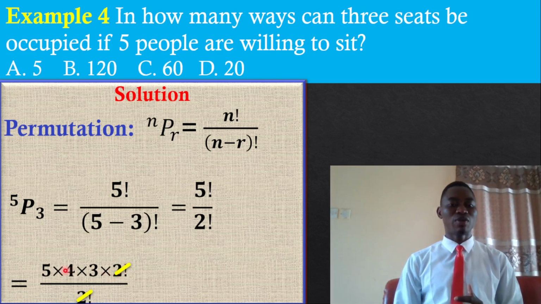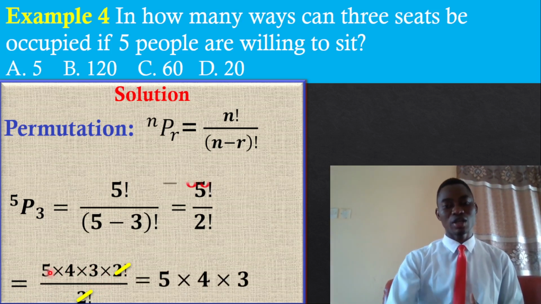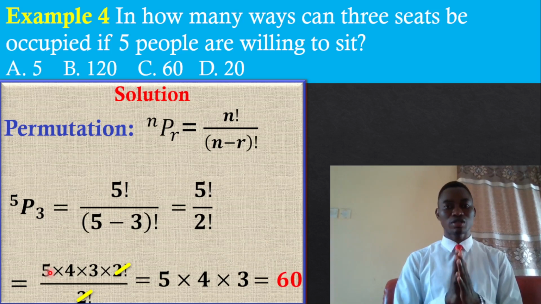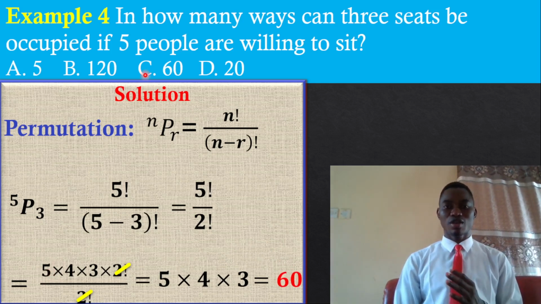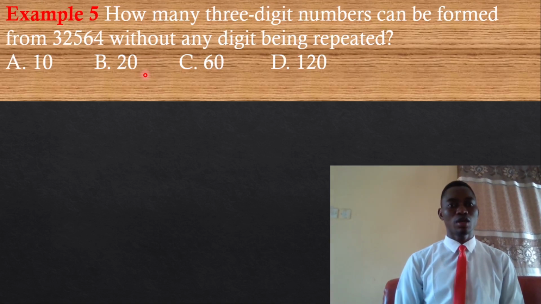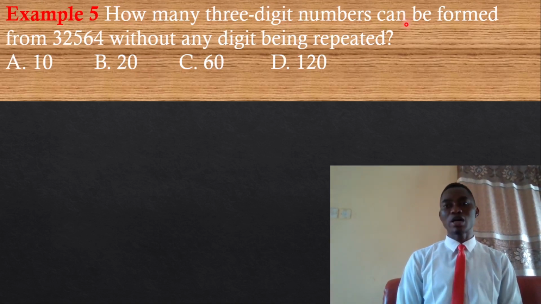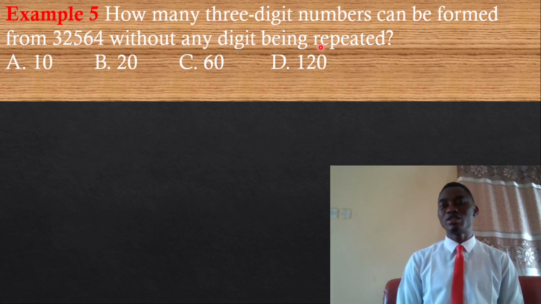Then what we have left is 5 times 4 times 3, and that gives us 60. And the correct option is Option C. Very, very simple. Let's look at the fifth example for today. How many three-digit numbers can be formed from 3, 2, 5, 6, 4 without any digit being repeated?